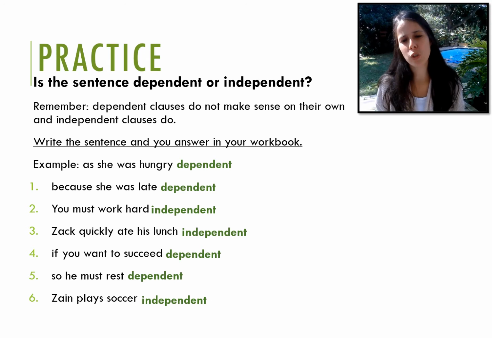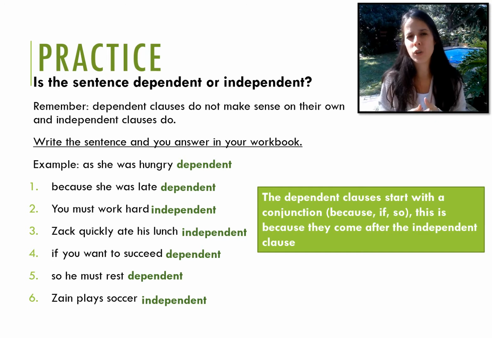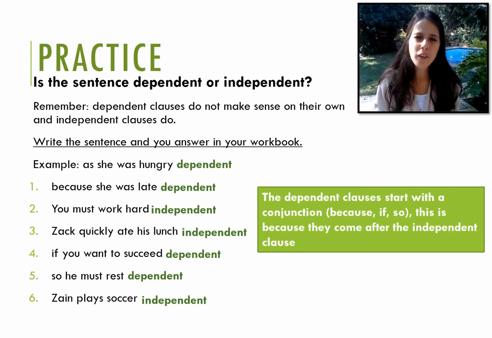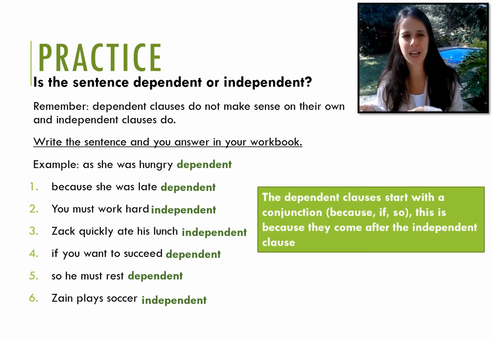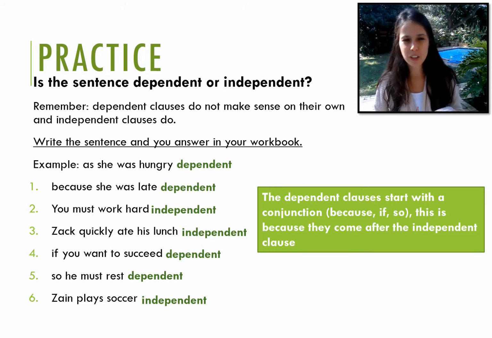One thing I want you to note, dependent clauses start with a conjunction. So in front of each of these sentences, if your sentence started with a conjunction, it should be dependent. So number 1, number 4, and number 5 should all be dependent because they started with a conjunction. This is because they come after the independent clause most of the time, and you've got your independent clause, your conjunction, and then your dependent clause. Okay, take down a correction if you need to, and then we can move on.